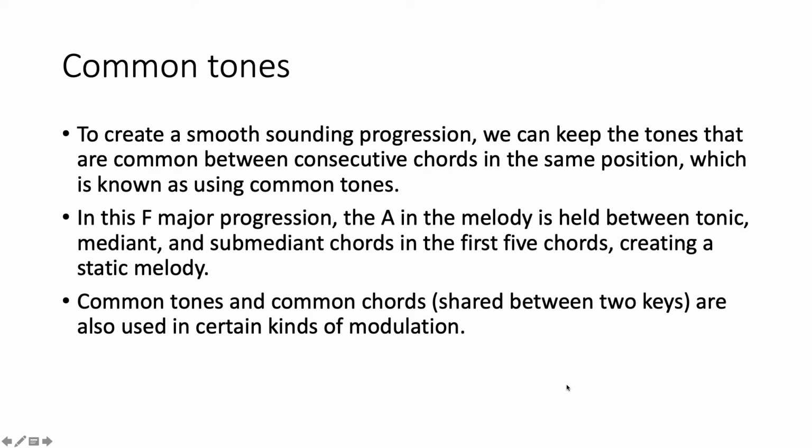In many progressions, we will hear common tones between chords. Common tones are simply notes which are held in the same octave position from one chord to the next. This creates a smooth sounding progression. In this example, in F major, the A in the melody is held between the tonic, mediant, and submediant chords in the first 5 chords. It creates a very static melody, and it's just staying on the same pitch, of course. So that's not necessarily something you want, but it does create a very smooth sound.